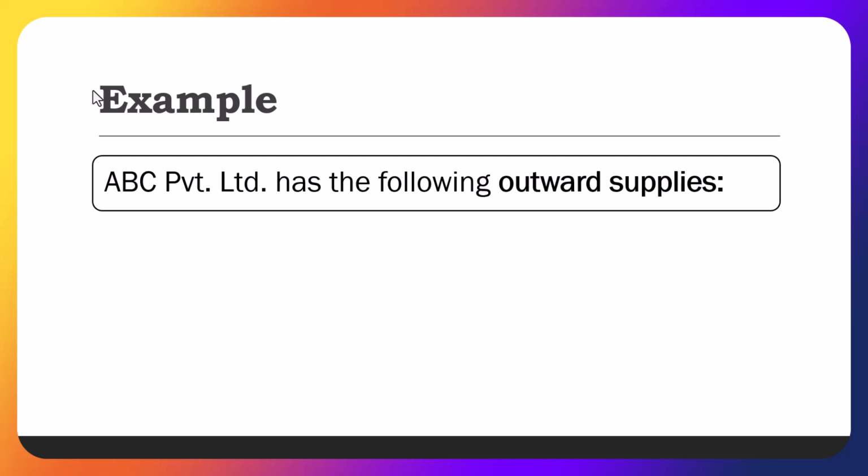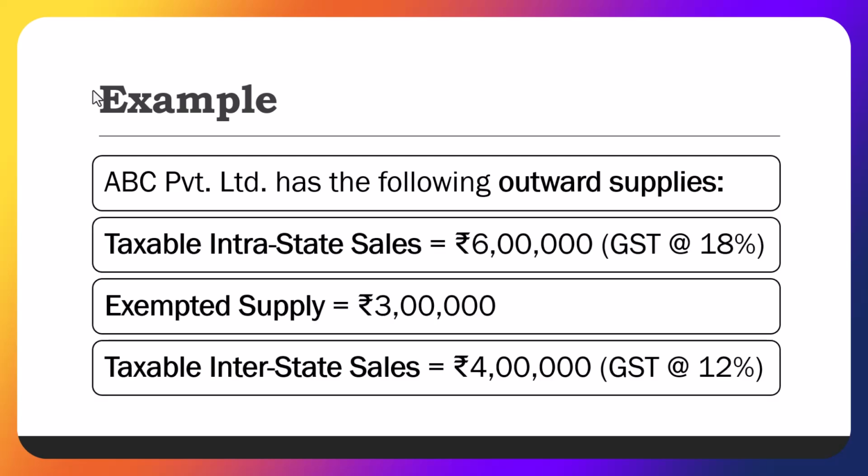So ABC Private Limited has the following output supplies. Just read this strictly. Yes, sir. Example, ABC Private Limited has the following outward supplies. Taxable intrastate sales is 6 lakhs, GST at 18%. Exempted supply is 3 lakhs. Taxable interstate sales is 4 lakhs, GST at 12%. So now, tell me what will be the input tax reversal here, how much percentage will not be available as input tax credit.